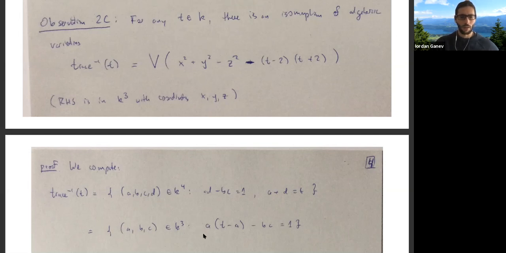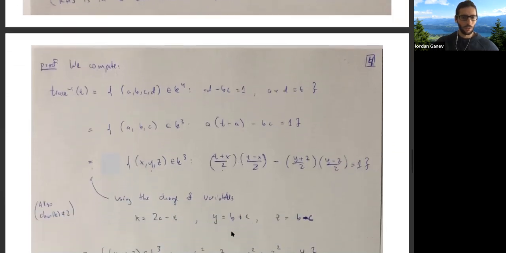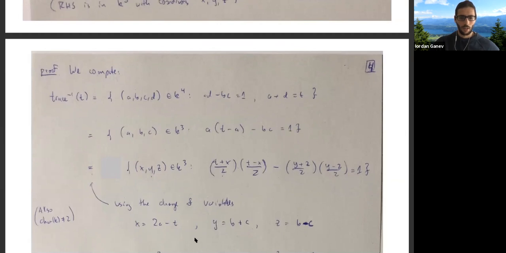Okay, so far we have these two equations, but we can make them into one equation by eliminating d. So d is just t minus a, so we put that in here. And now to answer Benjamin's question, we use a change of variables. We set x equal to 2a minus t. So this change of variables depends on t. We set y to be equal to b plus c and z to be equal to b minus c. This change of variables gives us an isomorphic algebraic variety. So it'll be the set of all points x, y, and z in K^3 such that this equation holds. We do the appropriate replacements, and this is the equation we get.